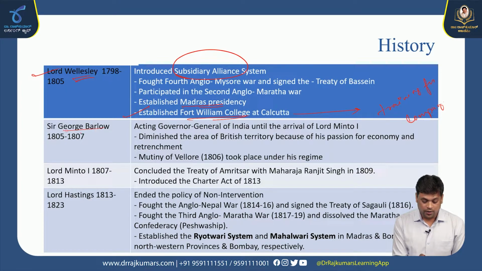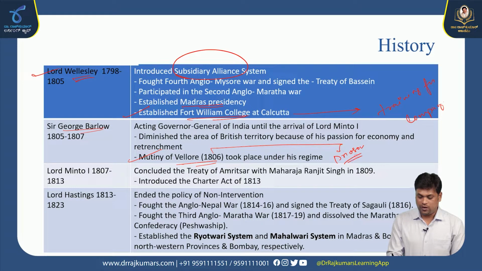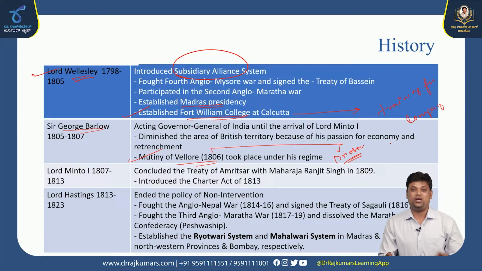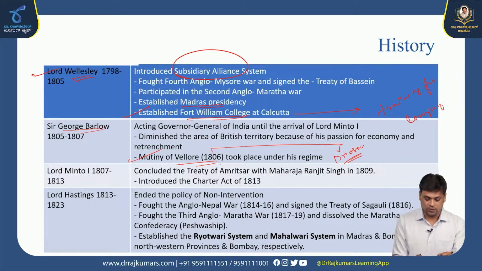Then a very important point about George Barlow: the Mutiny of Vellore, 1806. The prisoners who were stationed in the prison of Vellore revolted against the British officials in 1806. It is completely related to the religious aspect. The British officials forced them to wear a leather cap, did not allow Hindus to put on the tilak, and forced Muslims to shave the beard. These kinds of agitations were made by the Britishers, so there was a revolt against the officials. You need to understand the Mutiny of Vellore, 1806.